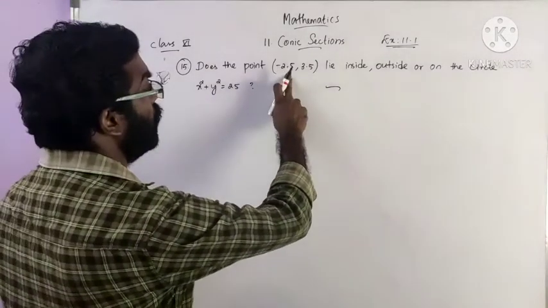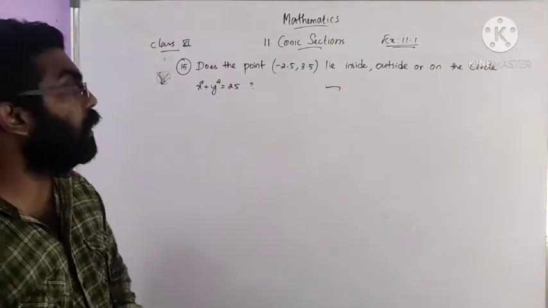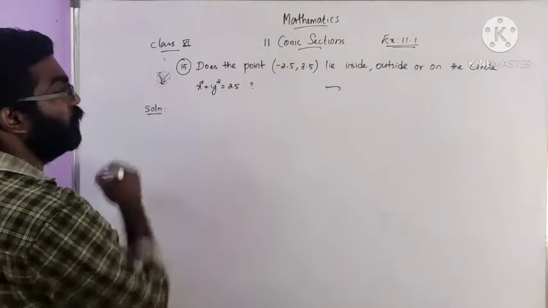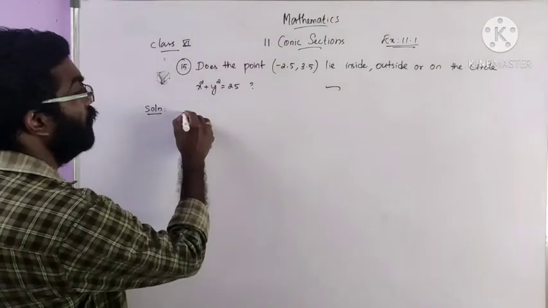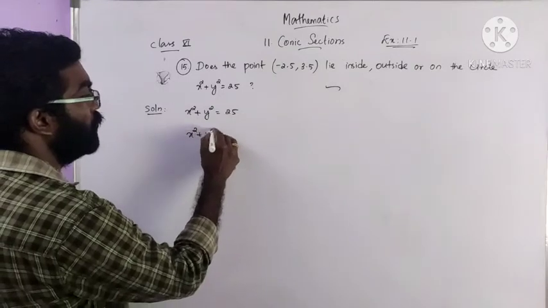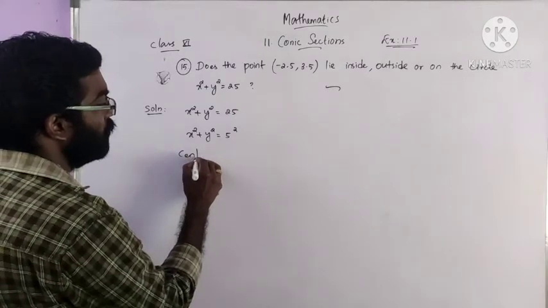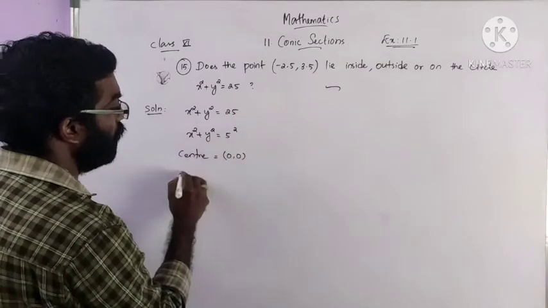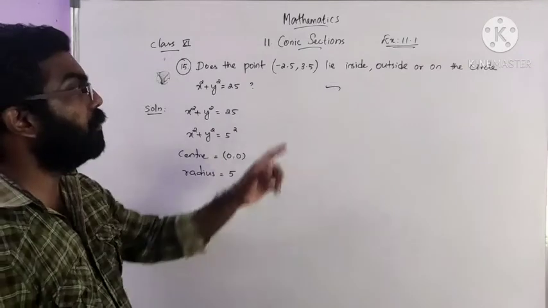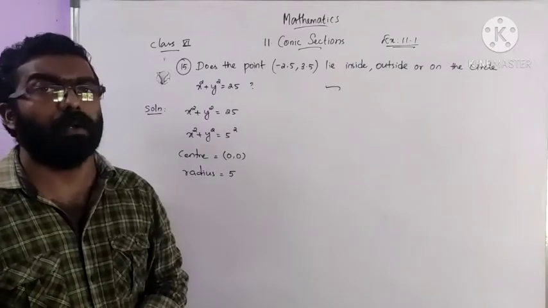Does the point minus 2.5, 3.5 lie inside, outside or on the circle x square plus y square equal to 25? So here we have a circle with a center at origin and radius is 5 units. Okay. So x square plus y square equal to 25. That is x square plus y square equal to 5 square. So what we can write is center is at origin. Center is equal to 0, 0 and radius is 5. Now we have to check whether the point minus 2.5, 3.5 lie inside, outside or on the circle.